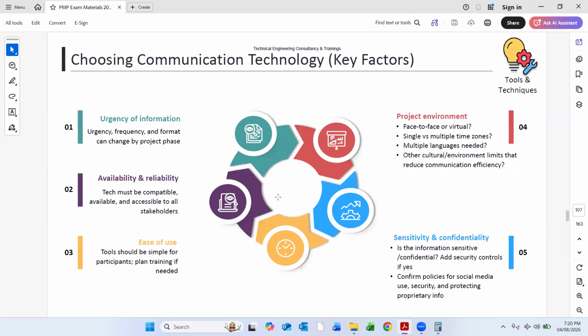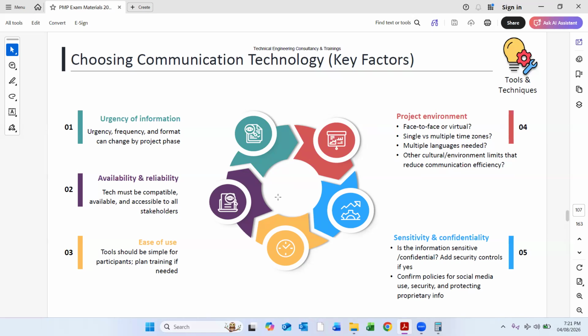Choosing communication technology, how we should select and use communication technology, based on what? Urgency of information. How urgent is that information? What is the availability? What is the reliability? Ease of use, how easy we can use that particular technology. What is the environment where we are using it? Let's say, for example, on Teams we can interact with each other face to face, as a virtual, right? And sensitivity and confidentiality also.